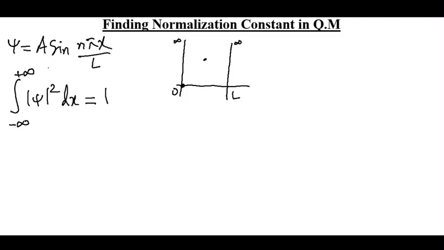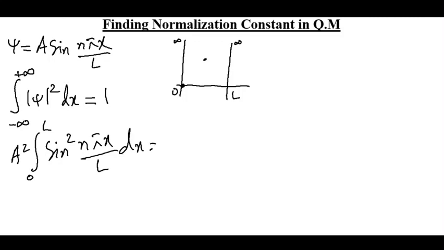Now putting the value of psi in this integral, and the limits will be from 0 to L, our integral will be A squared, integral 0 to L, sine squared n pi x divided by L dx, is equal to 1.